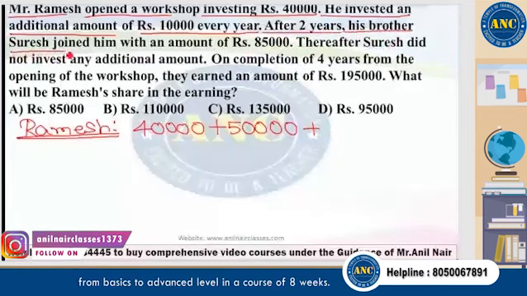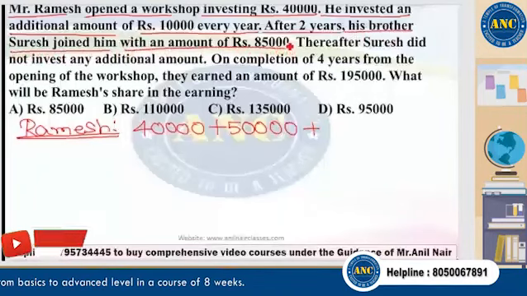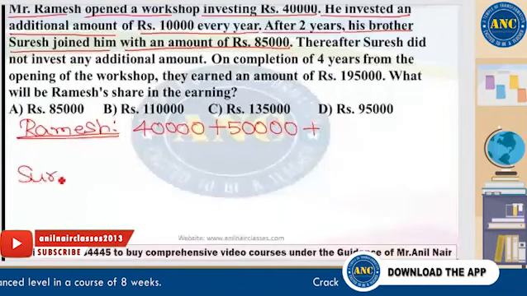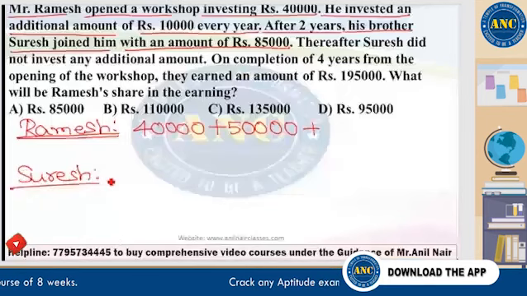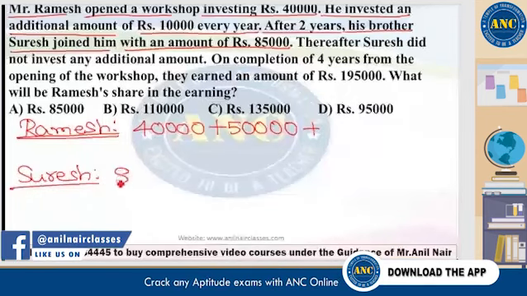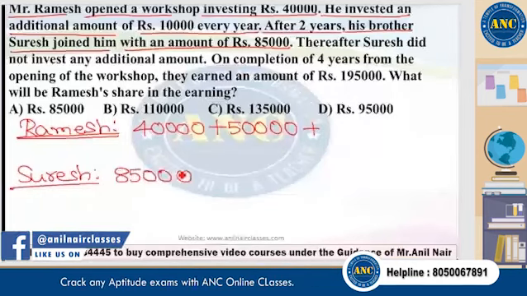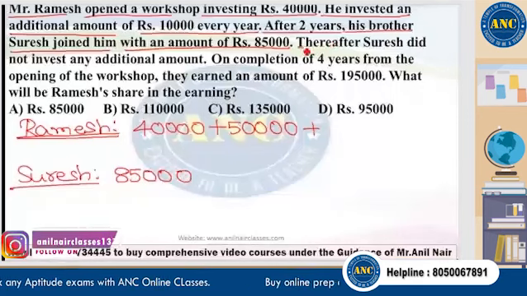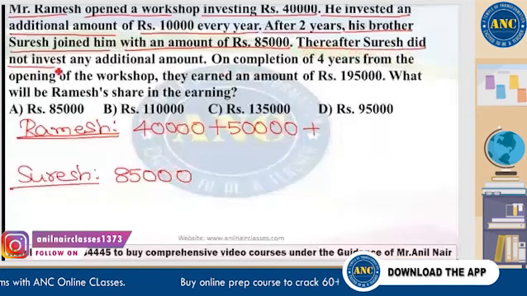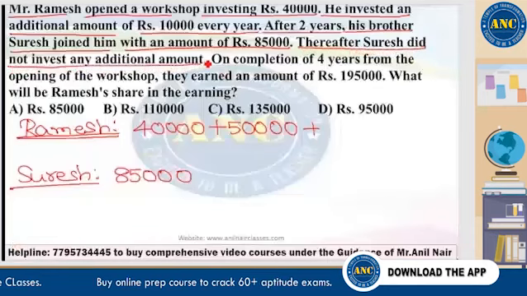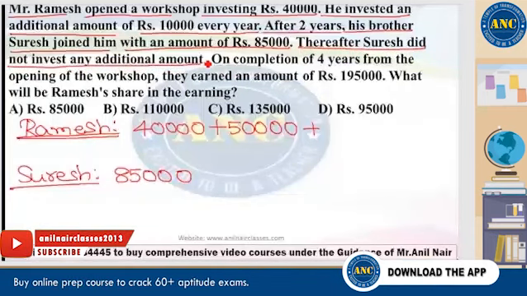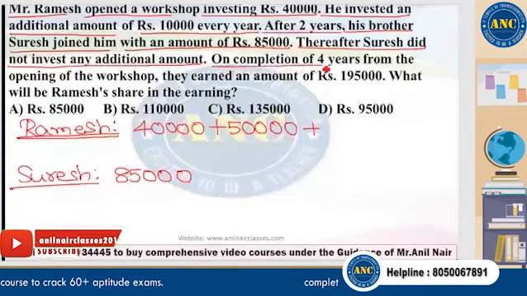his brother Suresh joined him with an amount of 85,000. Now his brother Suresh is joining. Suresh is joining after 2 years and he is investing 85,000. Thereafter, Suresh did not invest any additional amount. That means Suresh did not invest any additional amount on completion of 4 years.